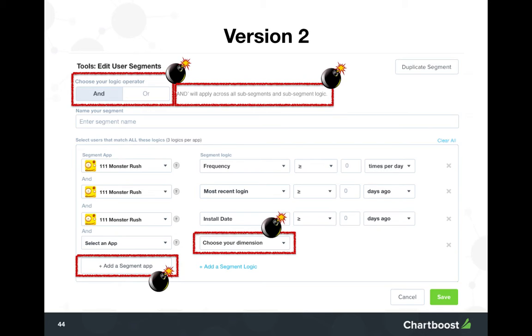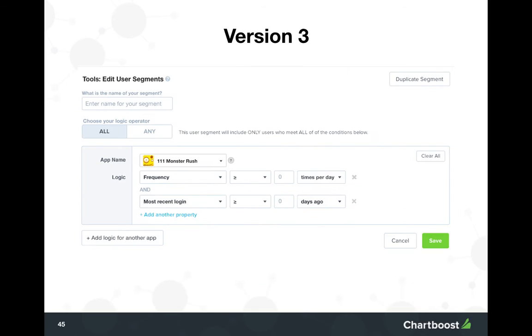The help text actually didn't help them much at all, so that was unfortunate. And then we had some wording trouble again at the bottom of the page, adding a segment app. It still wasn't clear, and choosing a dimension, the word dimension wasn't clear to people.